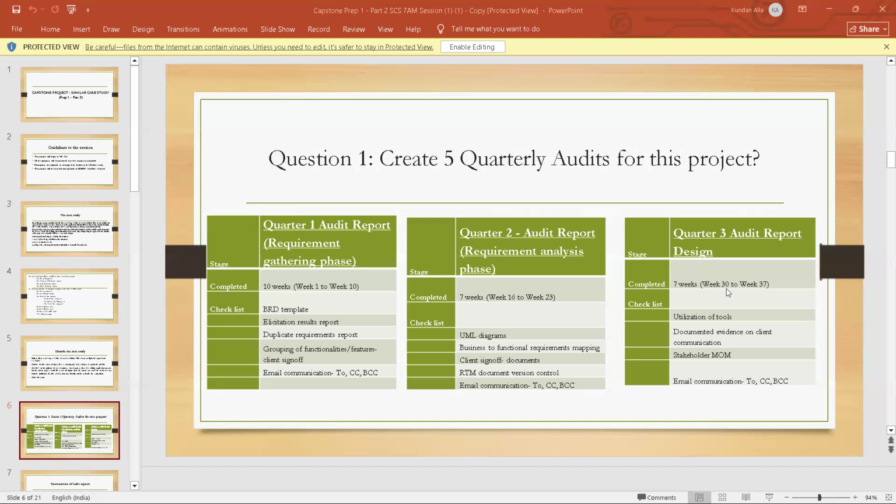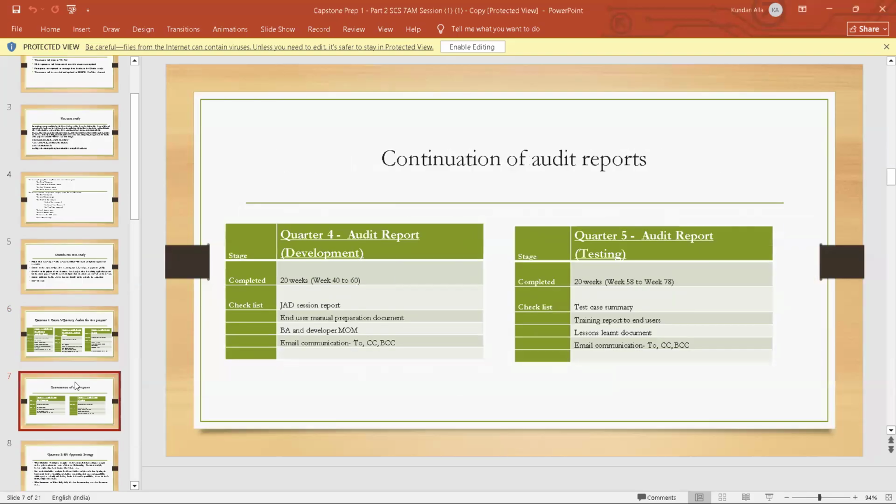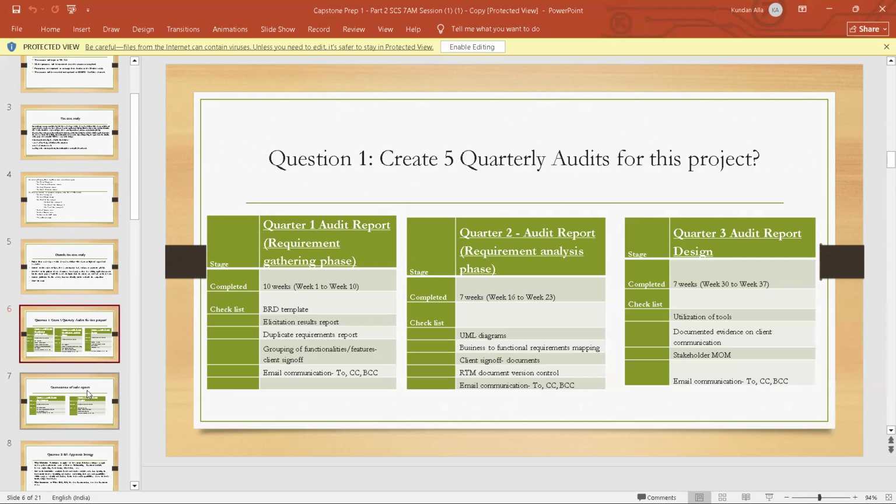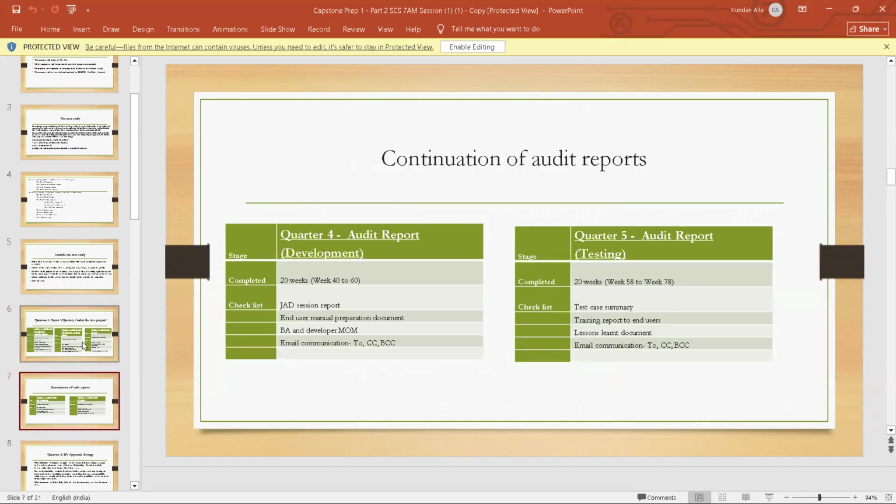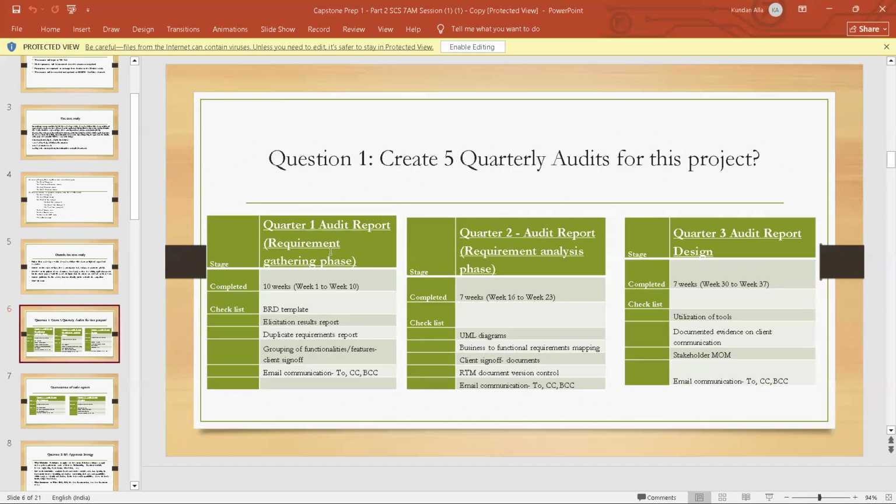Likewise, you will have the third, fourth, and fifth, and here also you need to write 5 quarterly audits according to your project. For each audit, you need to write about the stage, then how much time it took to complete, and the checklist of that particular stage.